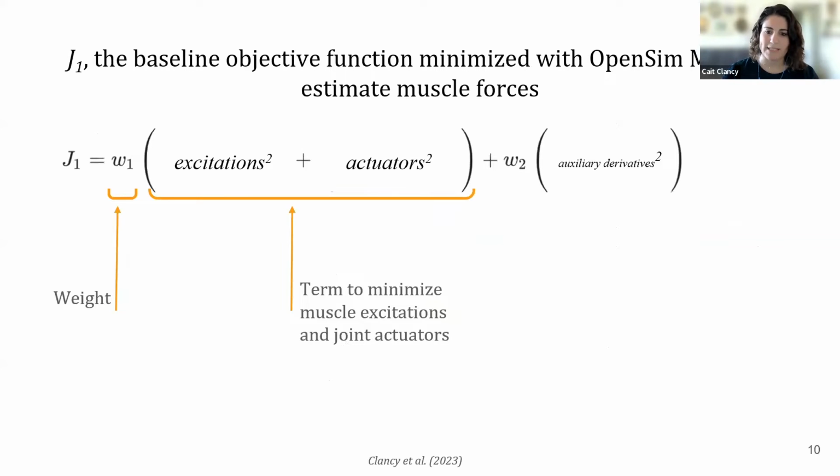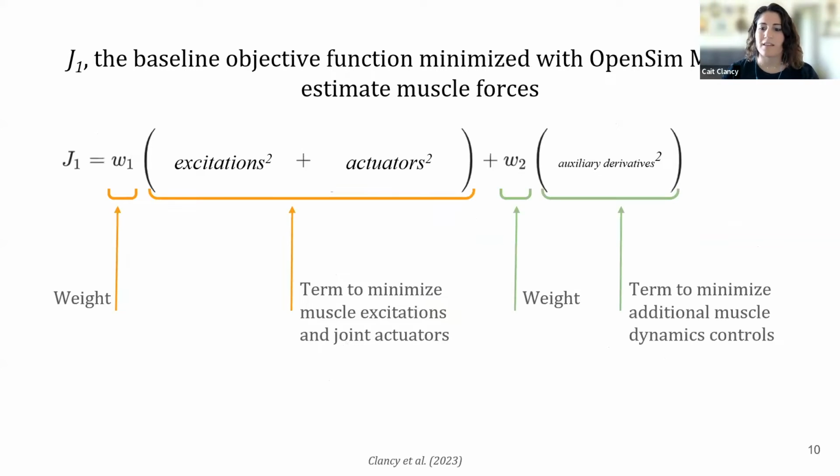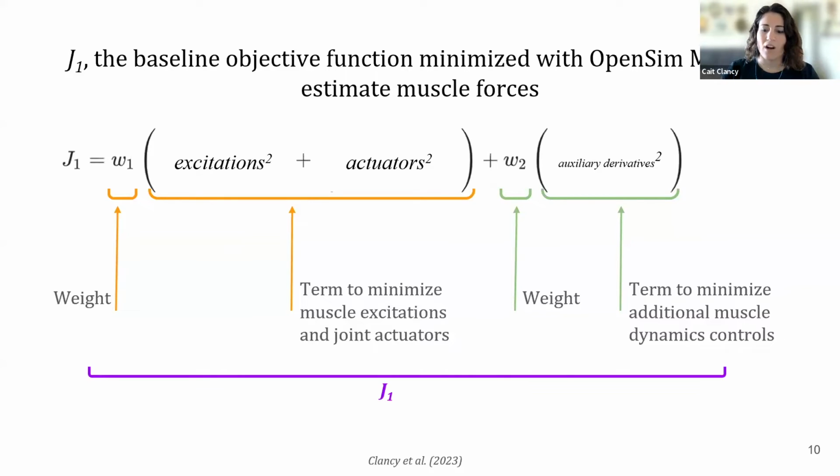And there we have a weight attached to this term. The second term is called auxiliary derivatives, and this is a term to minimize the additional muscle dynamics controls. So when we use OpenSim and Moco, we use implicit tendon dynamics mode, and when we do this, we get extra controls in the simulation. And it's best practice to minimize all controls in our simulation to avoid numerical singularities and improve convergence. And all this together makes up J1.